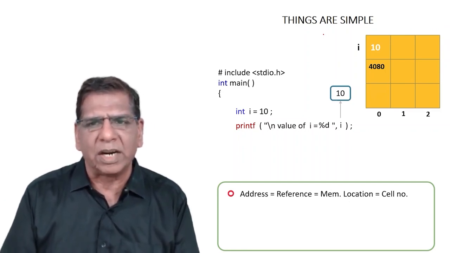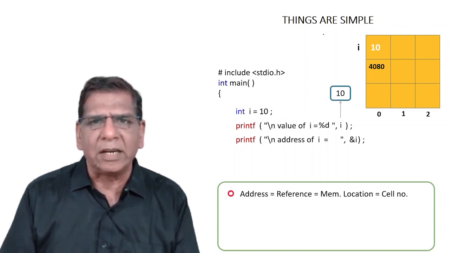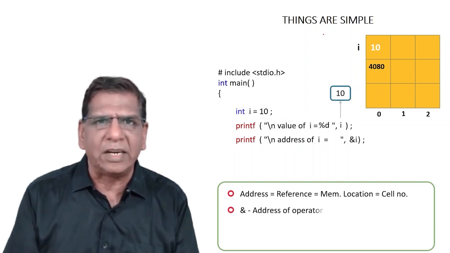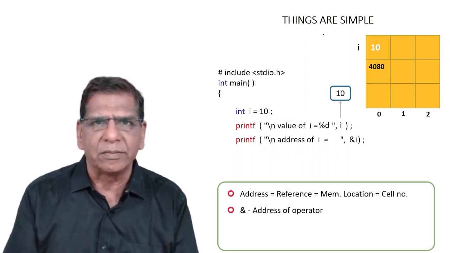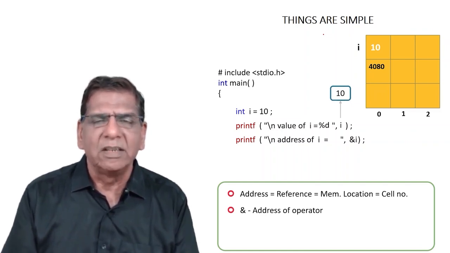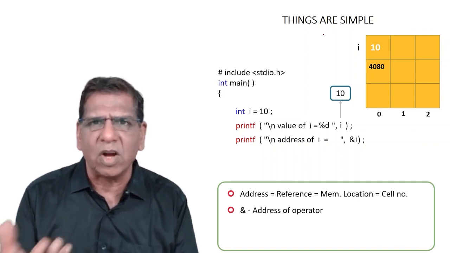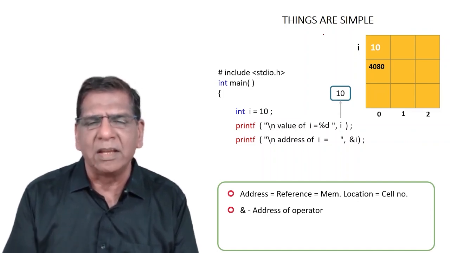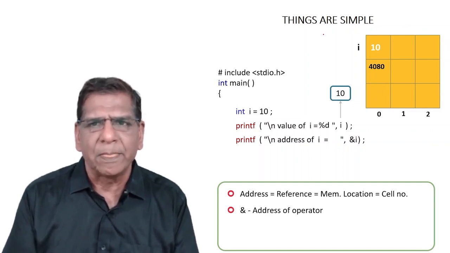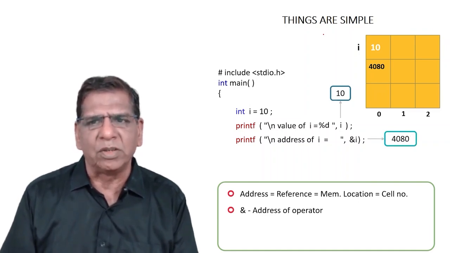And I can print out that address by saying &i, where the & that we are making use of stands for the address of operator. The way you have plus, minus, star, slash as arithmetic operators, similarly & happens to be an operator whose name is address of. Address of what? Address of the operand. In this case the operand is i, hence address of i. In our case that address of i is bound to be 4080, and this being a whole number we will print it using %d.